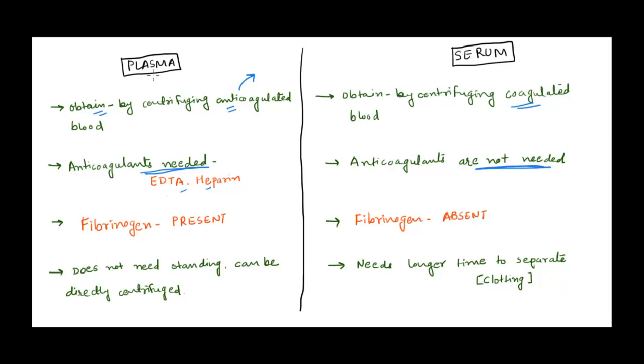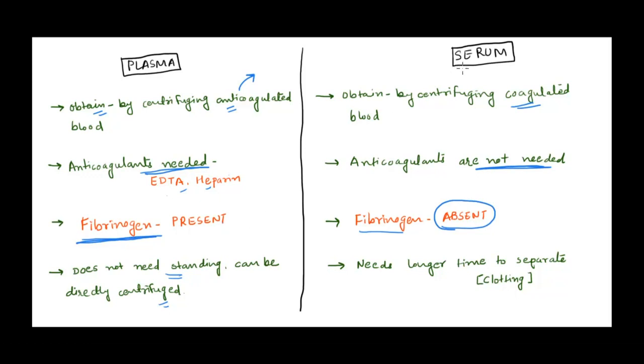and since we allow the blood to clot, we do not need any anticoagulant. And now because plasma is anticoagulated blood, a very important difference is fibrinogen is present in the plasma. On the other hand, in serum, fibrinogen is absent. This is the key difference between plasma and serum. In plasma, fibrinogen is present. In serum, fibrinogen is absent. Now, since to obtain plasma, it is anticoagulated blood, we need not allow it to stand. We directly mix it with the anticoagulant and go ahead and centrifuge and separate the plasma. There is no delay in the process.